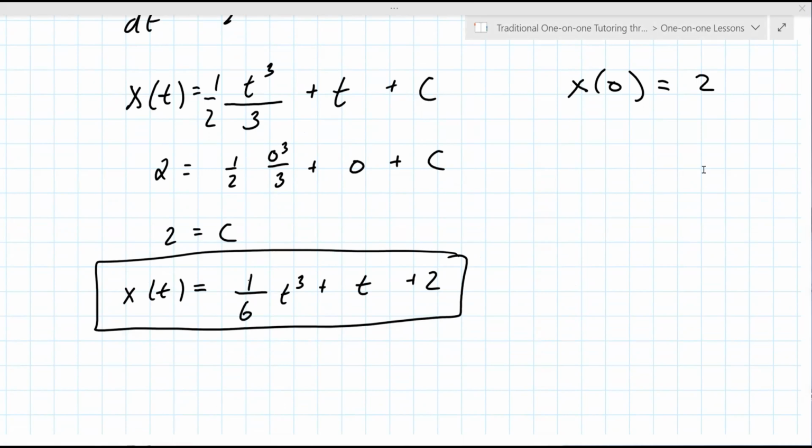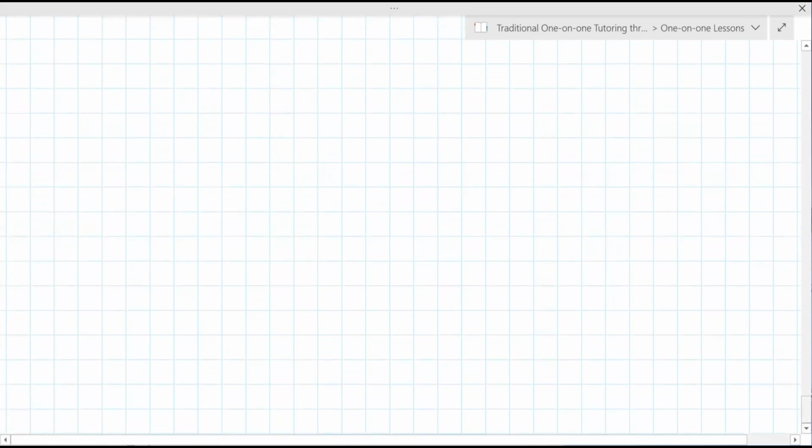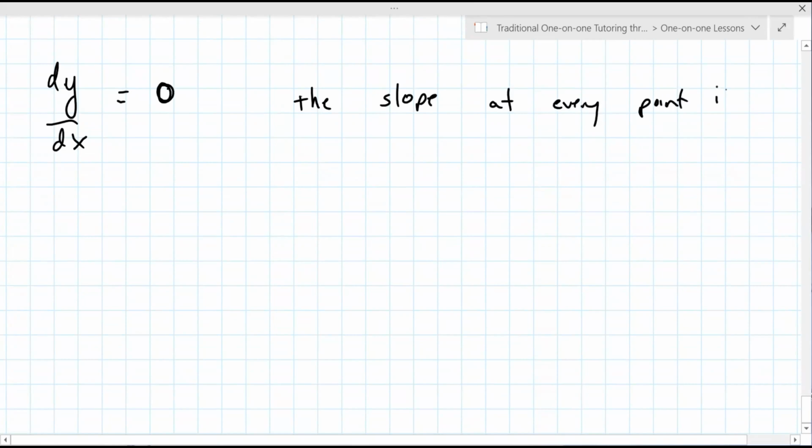Okay. So let me give you a differential equation that's really simple. Let's say dy/dx equals 0. This is ridiculous, but let's do this. So this means in words, the slope at every point is 0. Does that make sense? Because that's important here.